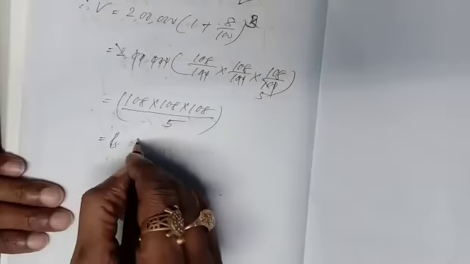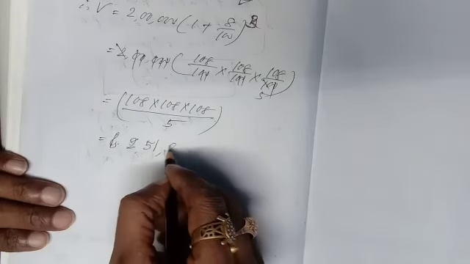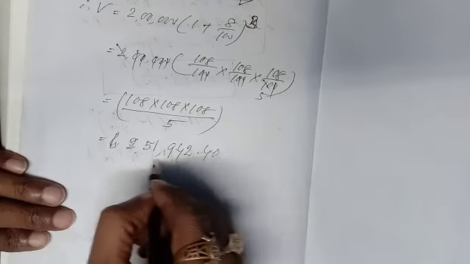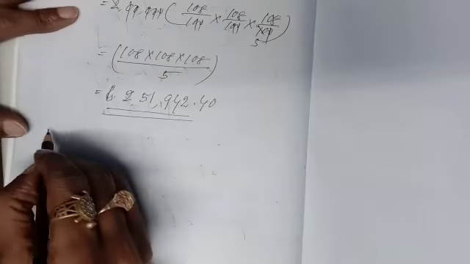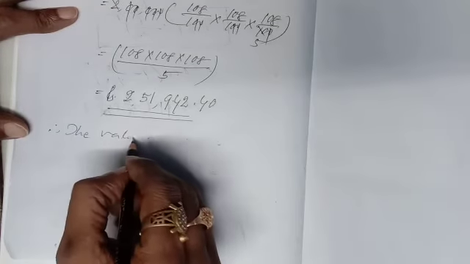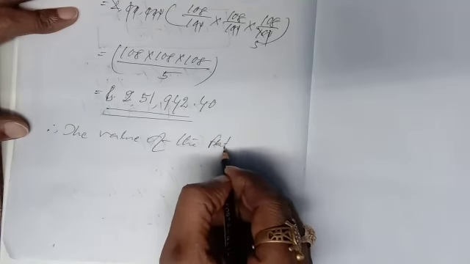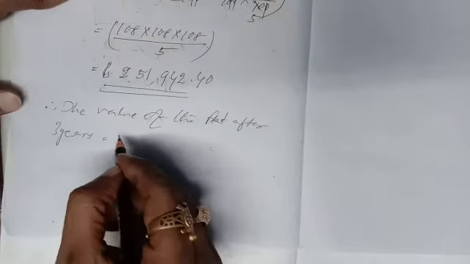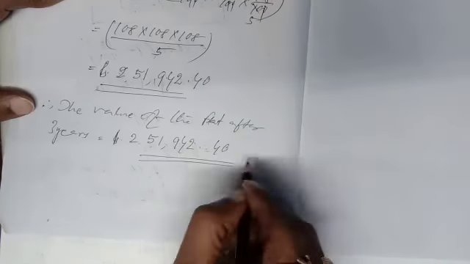2,51,000 approximately. The answer coming 2,51,942.40, approximately 2,51,000. Therefore the value of the flat after 3 years will be how much? Rupees 2,51,942 and 40 paisa. This is the exact answer.